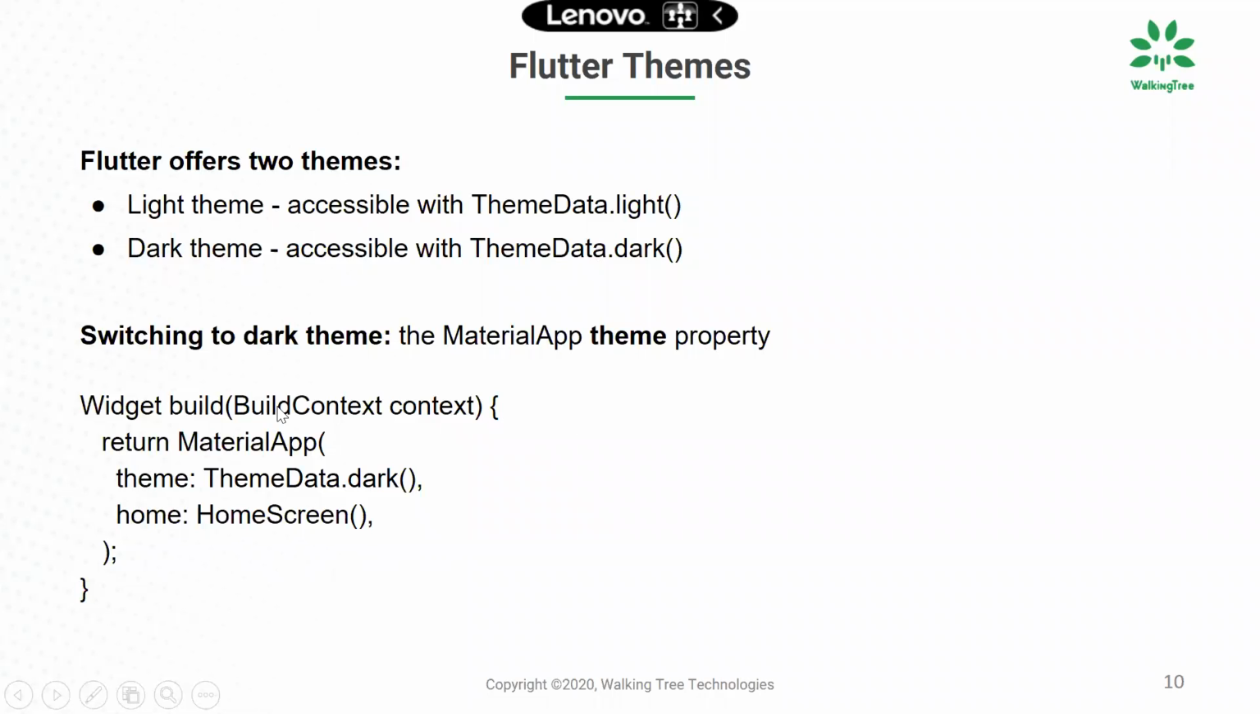And how to switch over? This material app widget has got the theme property. So we'll say theme data dot dark. And when we do this, automatically we refresh our application, we'll see that dark theme has been implemented. So we can very easily switch between these two themes that are shipped by default with the Flutter framework.